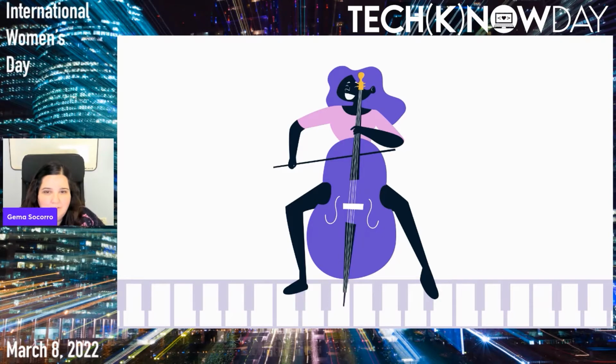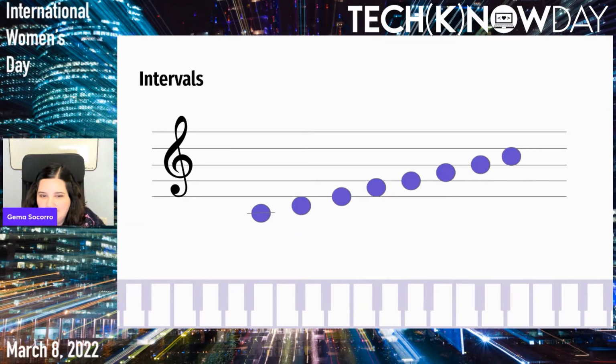One of the first things you have to learn is to identify what an interval is. An interval is the gap between two notes. For example, if we have the classical C major scale, we could say that there is a third between these two notes. As a musician, you have to learn to remember the difference between these sounds and to identify that this is a third and not a second or another interval.